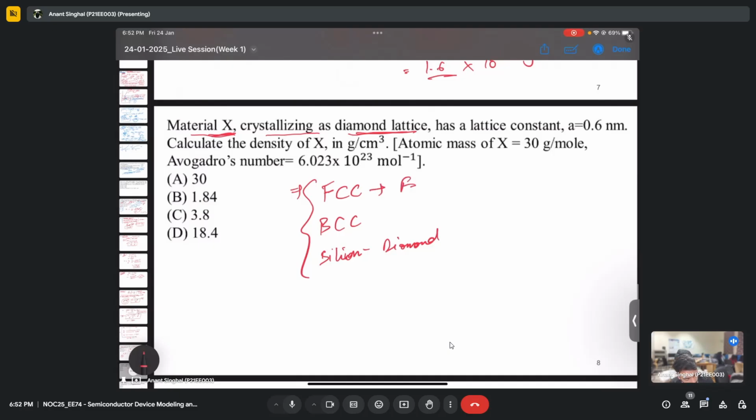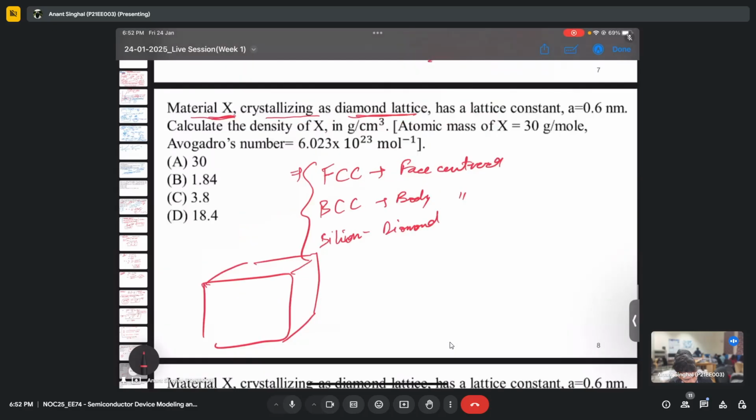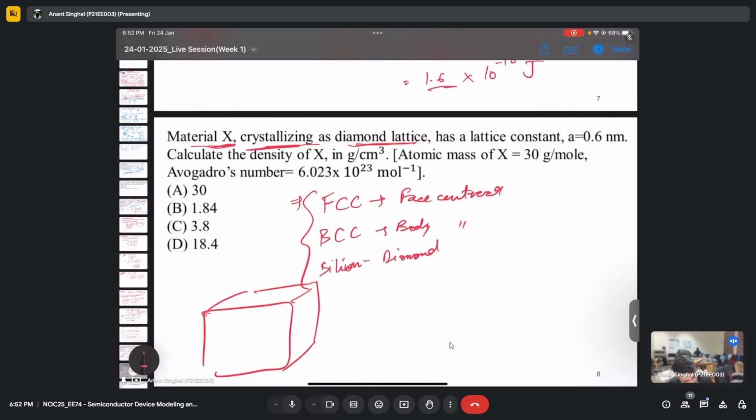So FCC is nothing but face centered cubic. BCC is body centered. As the name suggests, let's say for the BCC, I did not tell you, a crystalline solid is one in which we have a periodic arrangement of cells. So this particular structure is periodic in nature. Let's say for BCC, what we have is atoms in all the corners. Let me make it complete.